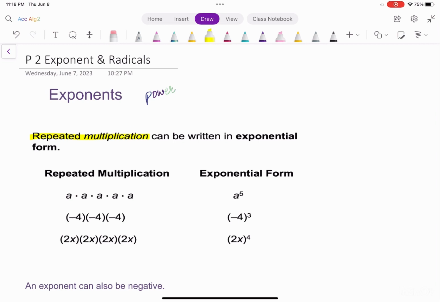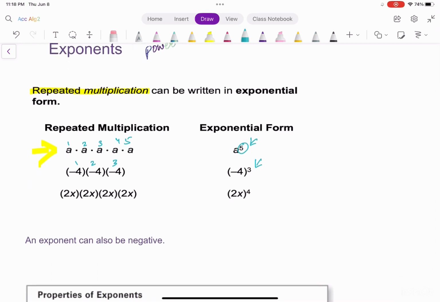Repeated multiplication can be written in exponential form. Sometimes it is tedious to keep on writing a times a times a times a. So the other way is to write it as a power, which is a to the power of 5, because we are multiplying 5 a's together. In the same way, negative 4 times negative 4 times negative 4, 3 times, is negative 4 to the power of 3.